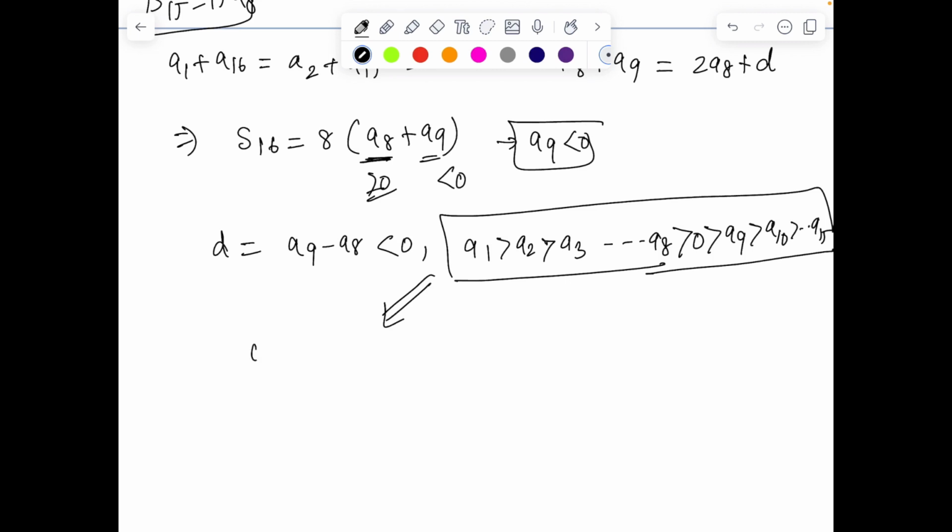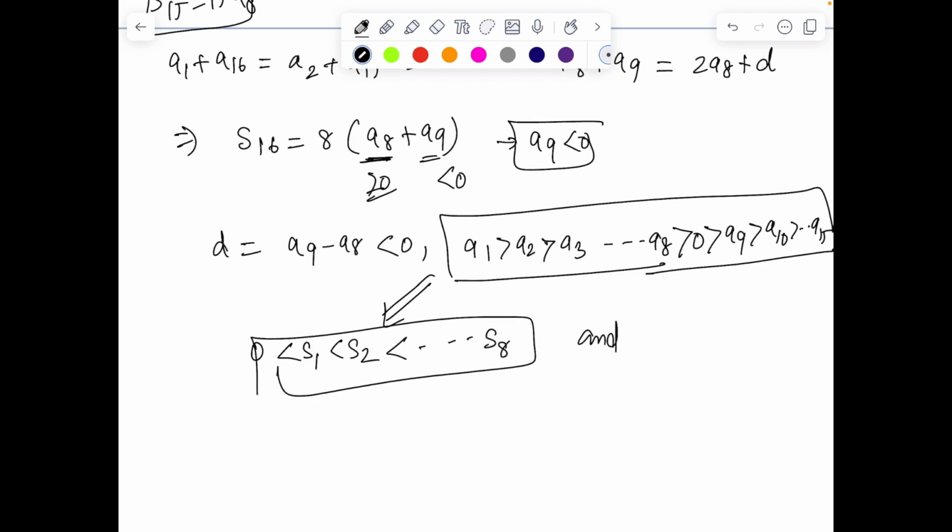So from here, straight away we can conclude S1 is more than 0, and S2 till S8, that will be one sequence. Because these terms are just being added. What is S1? It's A1. S2 is A1 plus A2. S8 is A1 plus A2 till A8. And since the common difference is positive, this will keep on adding.